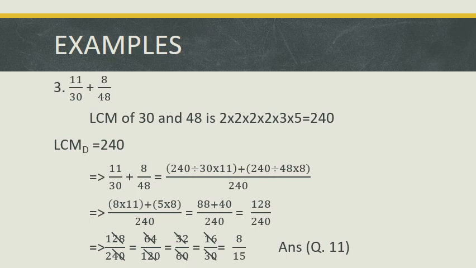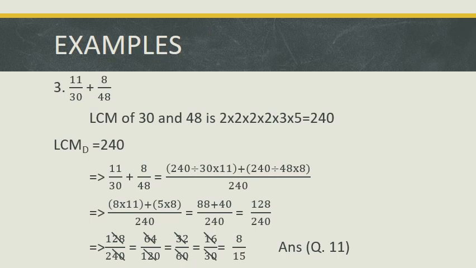Now again children, we can reduce this fraction 16 by 30 by dividing both the numerator as well as the denominator by 2 and we get 8 by 15. Now children, this fraction that we get after reducing cannot be reduced further as it cannot be divided by any common number. So this is our final answer. And children, this is question number 11 of your exercise 7D. I hope you have understood the addition of unlike fractions by this method.